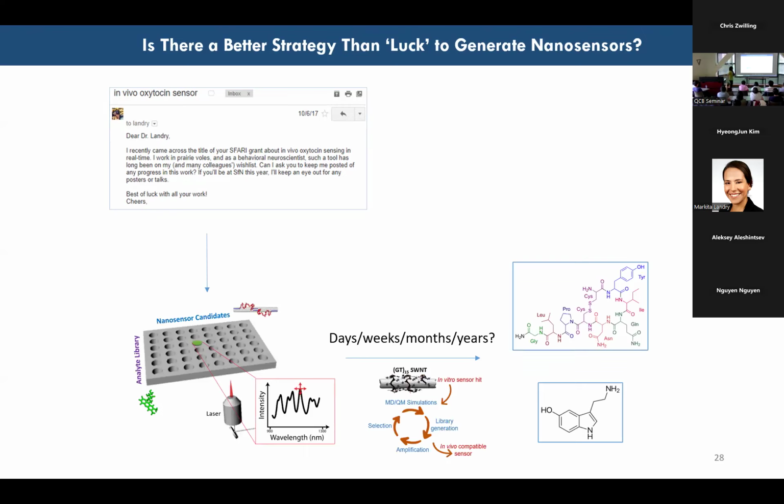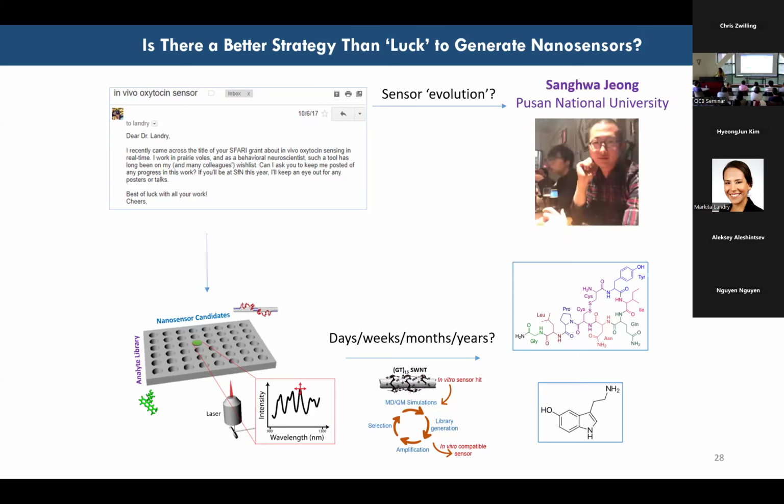With a purely luck-based approach, it could take forever, essentially, to generate a new probe if we were unlucky in that initial screen. So a former postdoc in the group, now a faculty member at Pusan National University, Sanghua Zheng, took on this project of questioning the concept of being able to evolve molecular recognition.